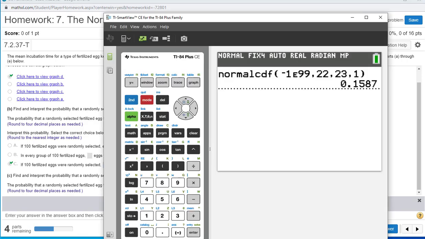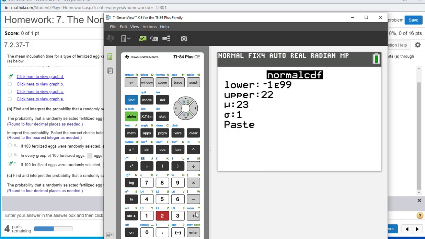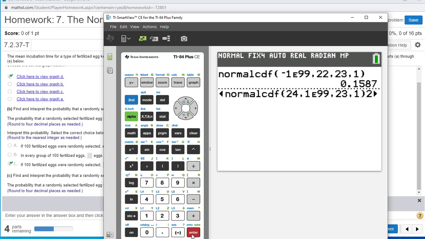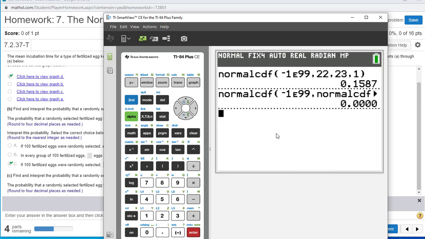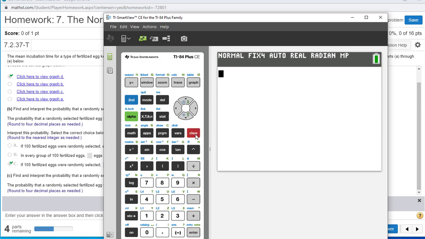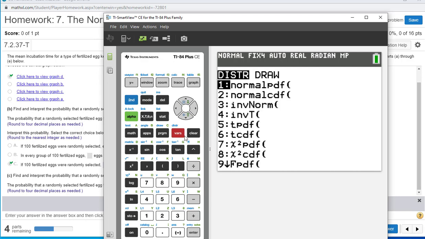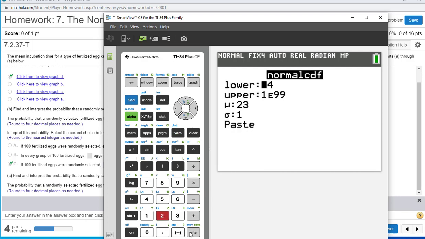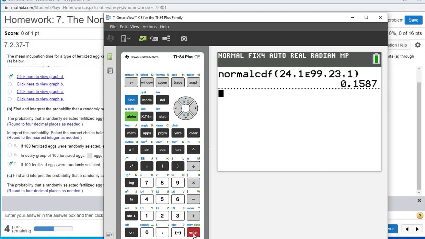And on the calculator, it'd be very similar. Let me go into the wizard. Normal number 2. And this time 24 is my lower bound. Upper bound is infinity, so 1, E, 99. Everything else stays the same. I've got 2 normal CDFs in there. Let me clear this out. I had an embedded normal CDF; I've never done that before. So 24, keep everything the same. There we go, 0.1587.